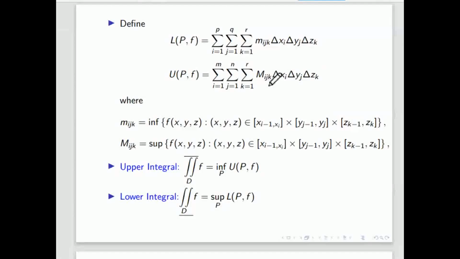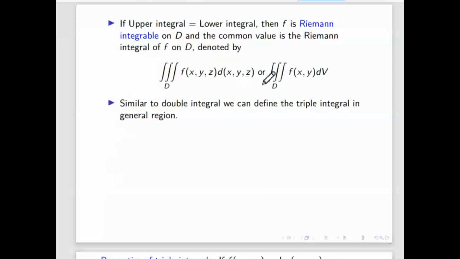Here capital M ijk is the supremum, and small m ijk is the infimum. The infimum of all upper Riemann sums will give the upper integral. The supremum of all lower Riemann sums will give the lower integral. If both integrals are the same, then we will say this function is integrable, and its integration is denoted by this.